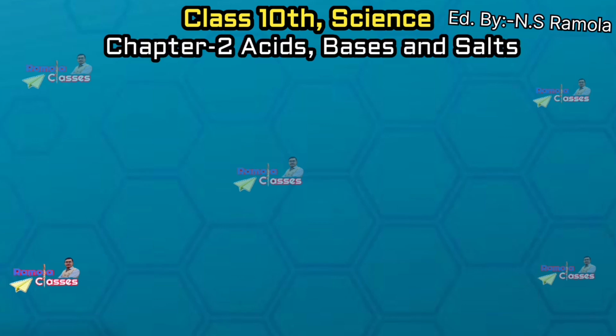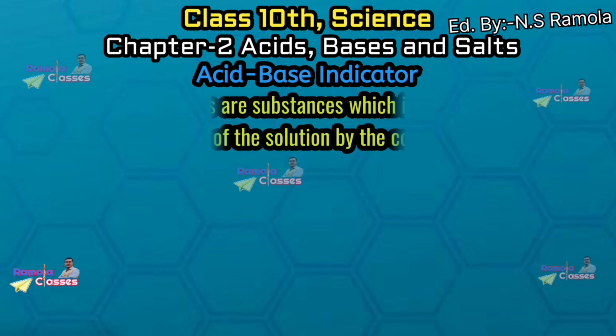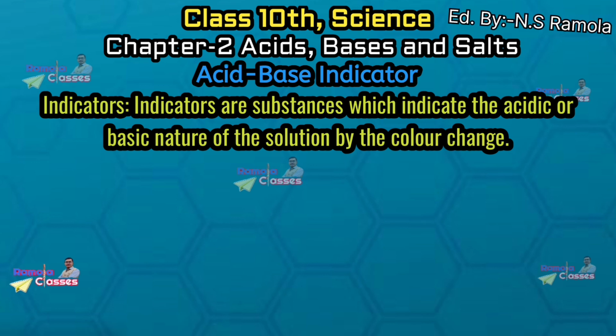Chapter 2, acids, bases and salts, and the topic is acid-base indicator. Indicators are substances which indicate the acidic or basic nature of a solution by a color change.